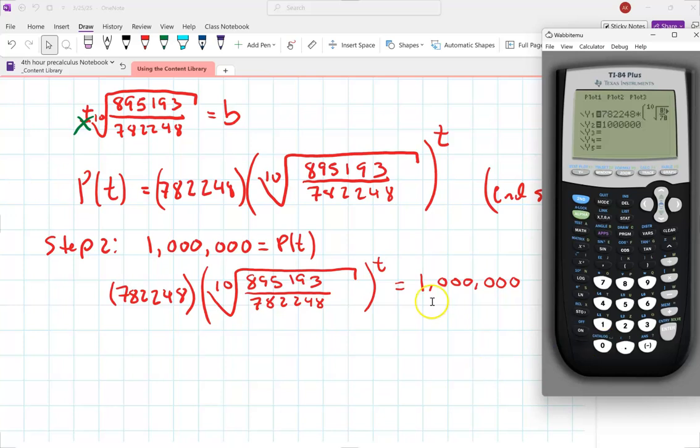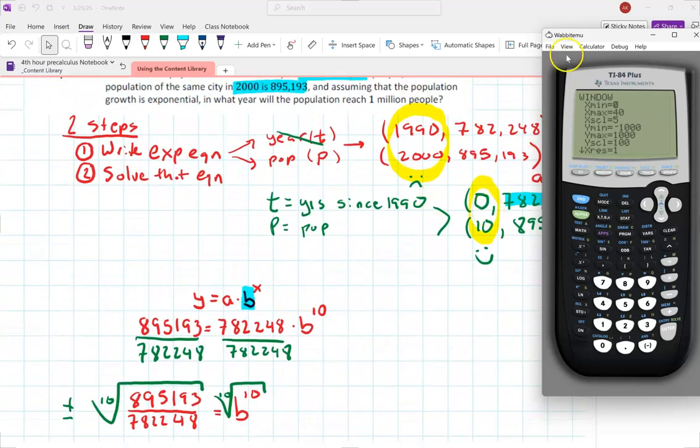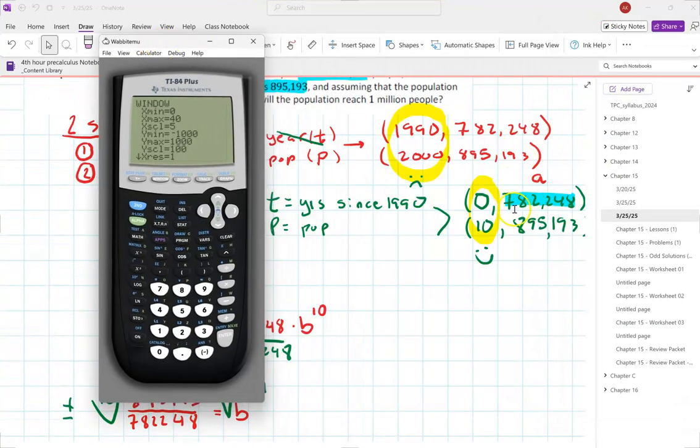All right, so before I hit graph now, I want to sort out my window. Remember, my x's are representing the time, that's the years since 1990. So it took 10 years to go from 782 to 895. That was about 100,000 people we gained. My suspicion is in another 10 years, we'll be somewhere right around 1 million, right? So I'm going to overestimate that and say we'll go out to 30.